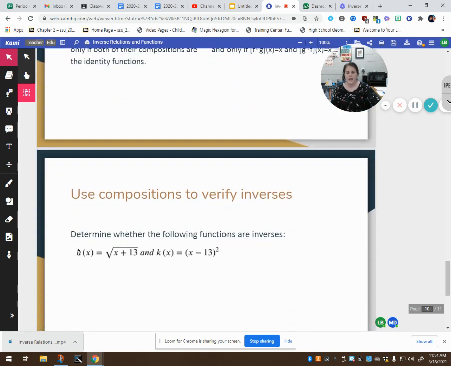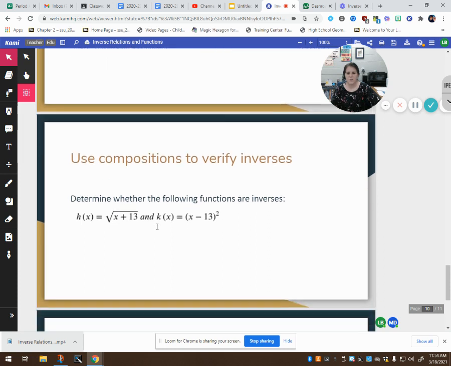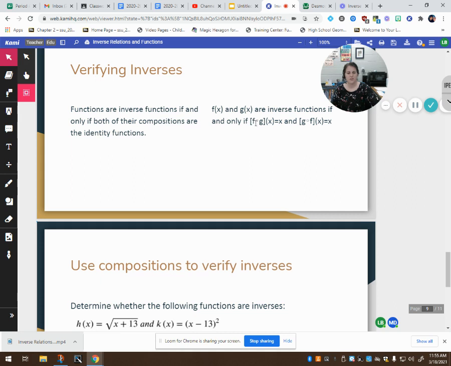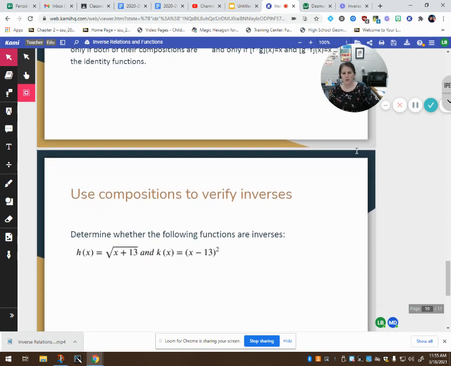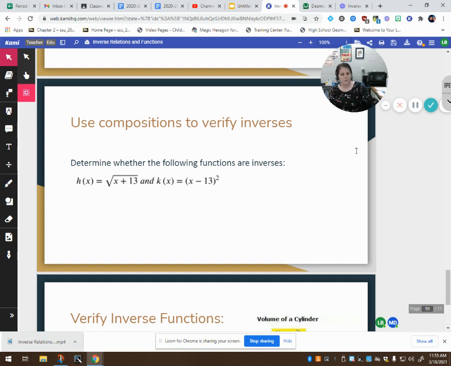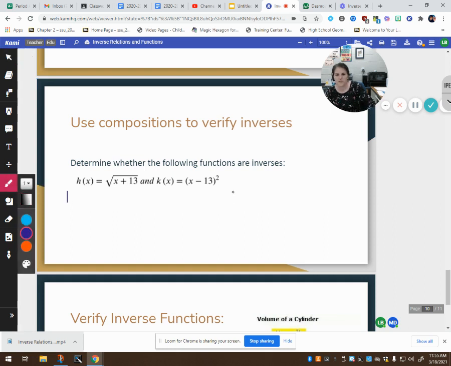We've got h of x and k of x, and we want to determine whether the following functions are inverses. So again, we want to look at the composition of f of g of x and then possibly of g of f of x. If they both come out as the identity function, then we know they are inverses. So I'm going to pause the video and write this out, and I encourage you, you know how to do compositions, to pause the video and try to do the composition of h of k of x.